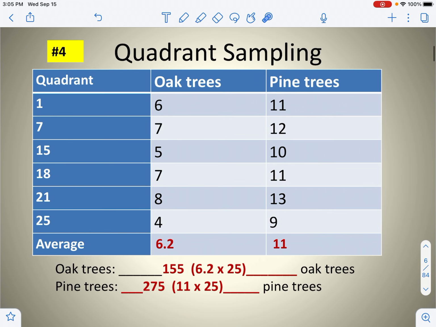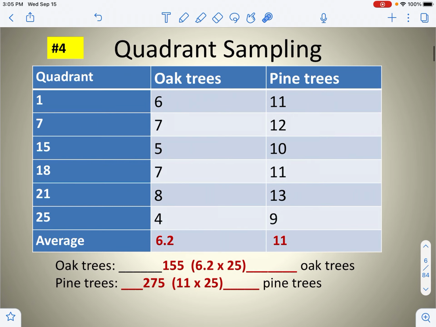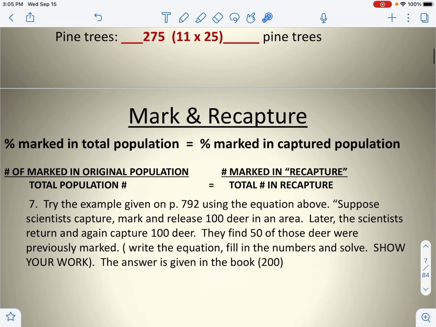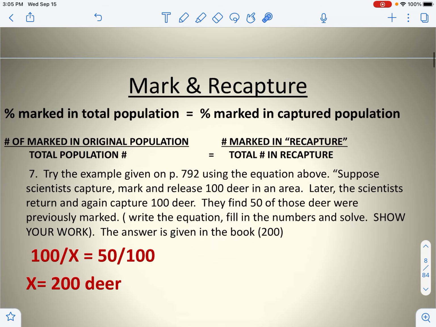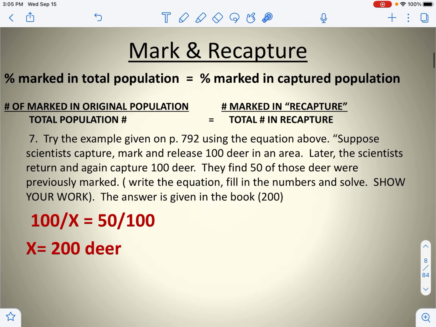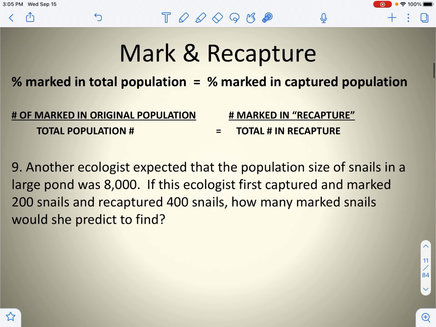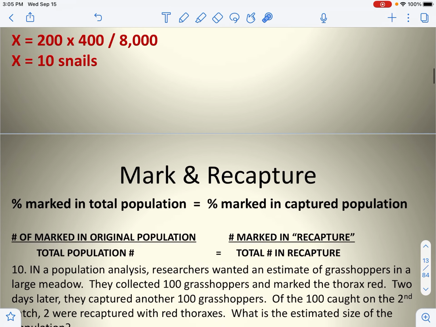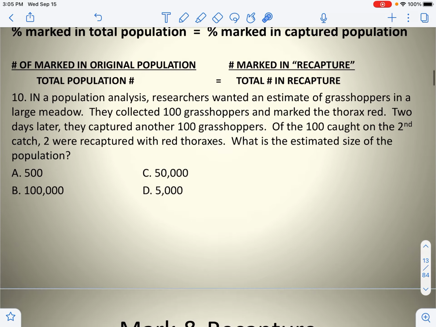I'm not going to go through these. This was an example of the quadrant sampling, which is number 4 on your summer packet. So there's the answer. And this was an example of the mark and recapture. Again, I'm not going to go over these. Here are the answers. You guys saw my answer key, and you can come to me if you need help with those.